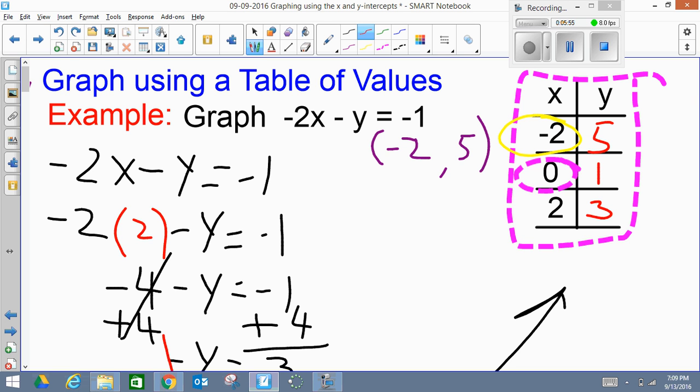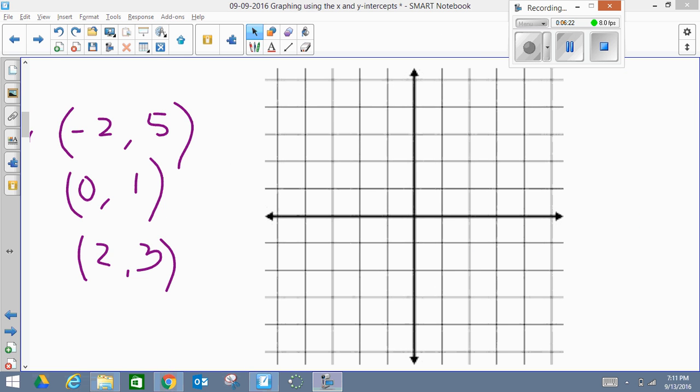Okay, and so I'm going to have 3 ordered pairs. The first one is negative 2, 5. The second one is 0, 1. And the last one is 2, 3. So those ordered pairs, now I need to plot them. Plot is to locate them in the coordinate plane. So I'm going to bring the coordinate plane, bring those 3 points. We plot them, we draw a line, and we're done.